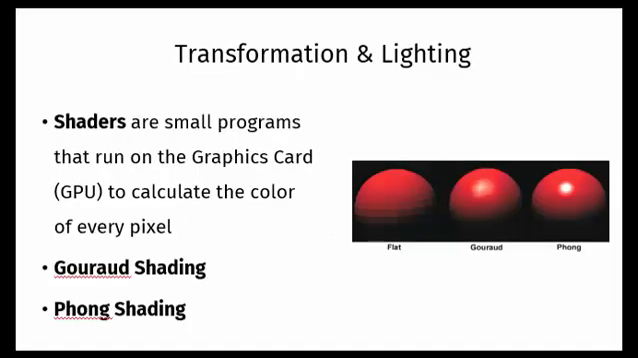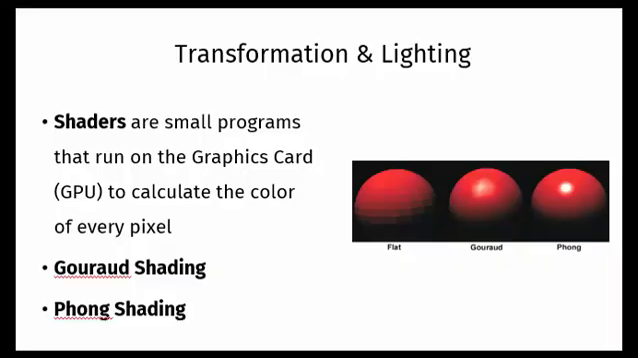Okay? Now we move on to the transformation and lighting, an important part of the 3D graphics pipeline. A shader is a small program that runs on the GPU, or graphics processing unit. Its job is to help the computer determine how each pixel should look based on things like light, color, surface, and position. So here we can see different ways of shading a 3D object.